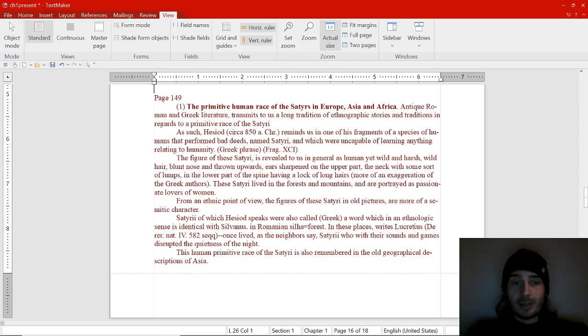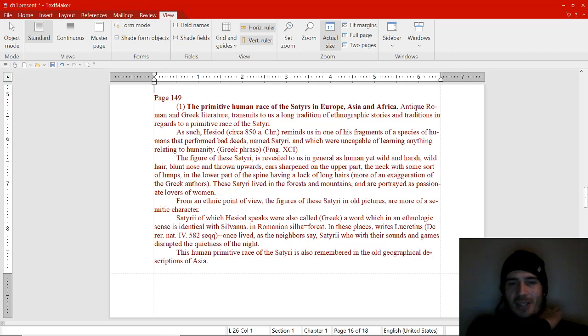The figure of these Satyri is revealed to us in general as human yet wild and harsh, wild hair, blunt nose and thrown upwards, ears sharpened on the upper part, the neck with some sort of lumps. Nope, not Neanderthal. In the lower part of the spine having a lock of long hairs. More of an exaggeration of the Greek authors. These Satyri lived in the forests and mountains and are portrayed as passionate lovers of women. From an ethnic point of view, the figures of these Satyri in all pictures are more of a Semitic character.